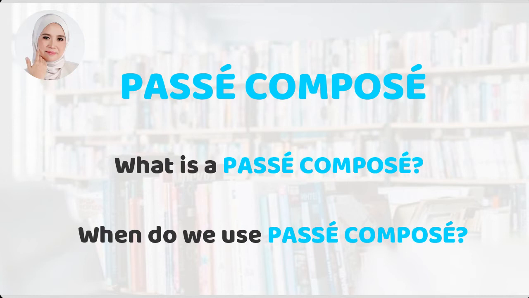To summarize, passé composé is used to express what we have been doing in the past which is not that far. And it is used to tell a sequence of events in the past, a one-time event, a specific event that happens at a certain time. For example, I ate an apple. So, j'ai mangé une pomme.